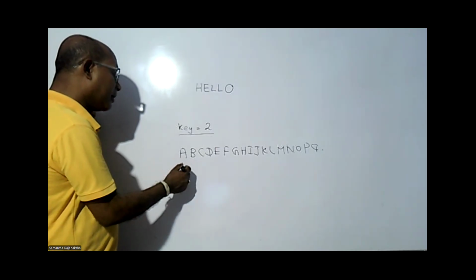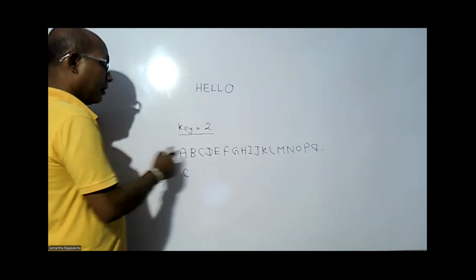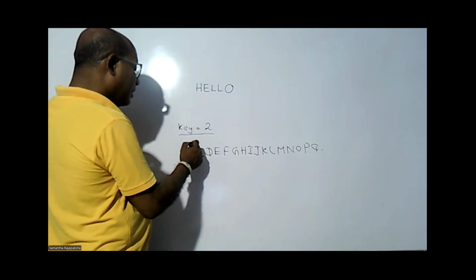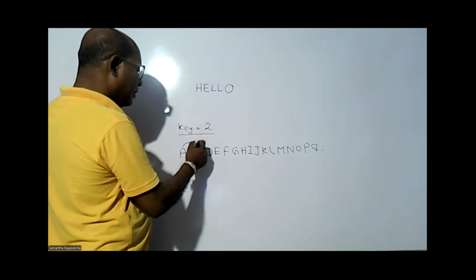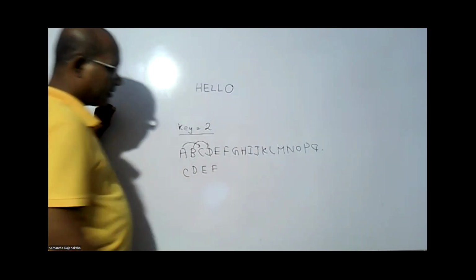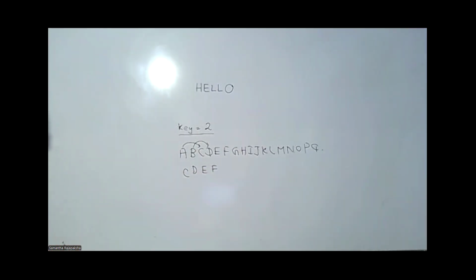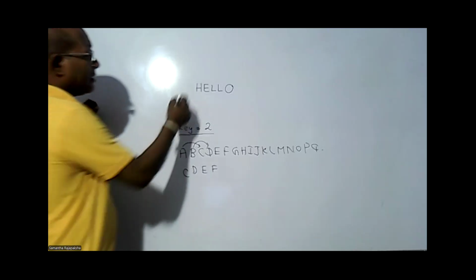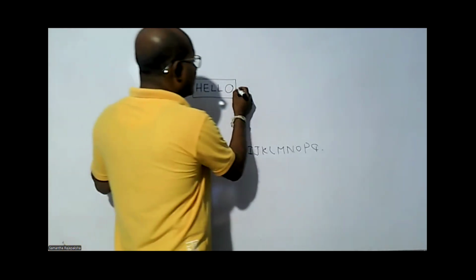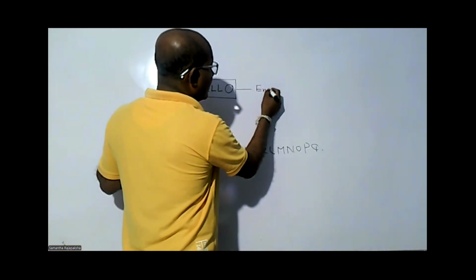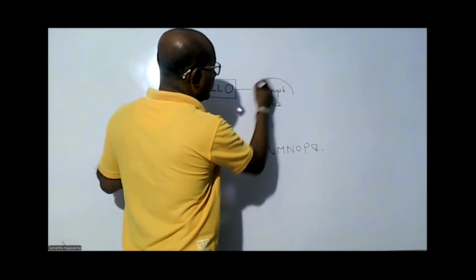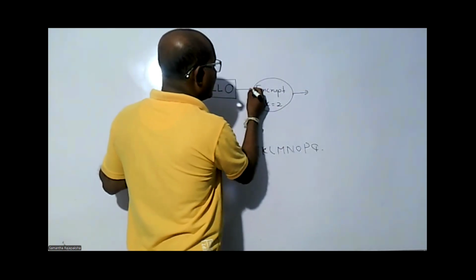Now for A, I can use C because I am replacing by 2 characters. A means C and B means D, and C means E, D means F, like that. So that is the meaning of key equal to 2. When I take this message, this is the message I want to send. But what I will do is encrypt this message using the key equal to 2.